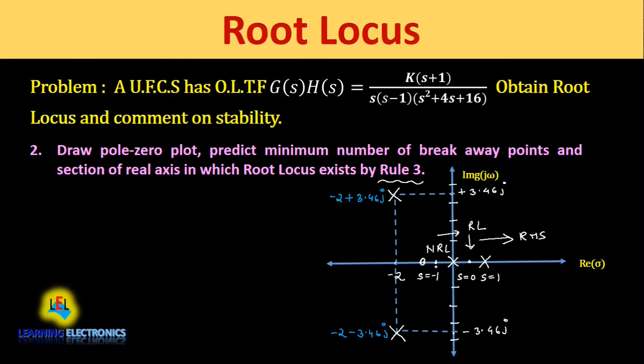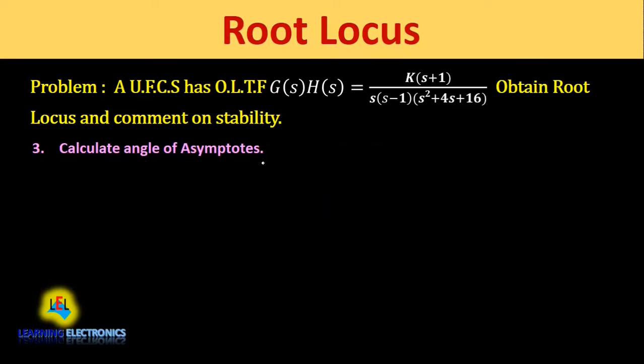Now we will take one point between s equal to -1 and s equal to minus infinity, somewhere here. Again by applying rule number 3 we look to the right hand side of this point. Then we can see that the total number of poles and zeros is 3: 2 poles and 1 zero. That means the total number of poles and zeros is equal to 3, which is odd in number. Therefore this point will lie on the root locus. Since we are getting two sections in which root locus exists, we have two breakaway points on this root locus.